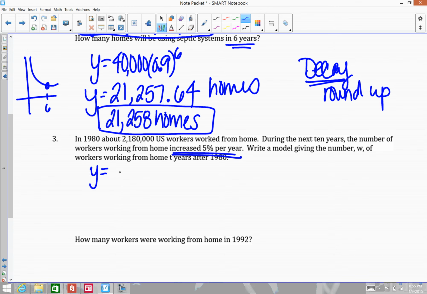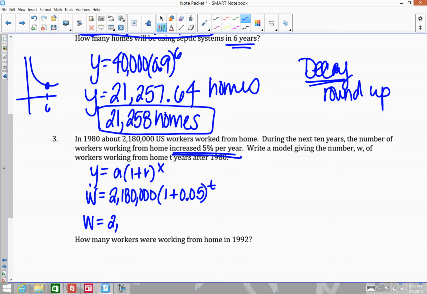So y equals a times 1 plus r to the x. I'm going to change my y to represent the situation. So write a model giving the number w, which is really like our y. So I have my initial amount, 2,180,000, times 1 plus 5% increase, so 0.05 when you move the decimal 2 places to the left. And then I'm going to use t as my variable. And the first part here again is just writing the equation.